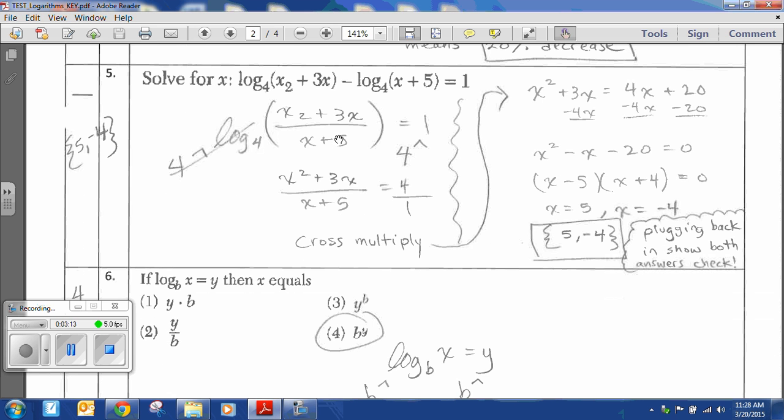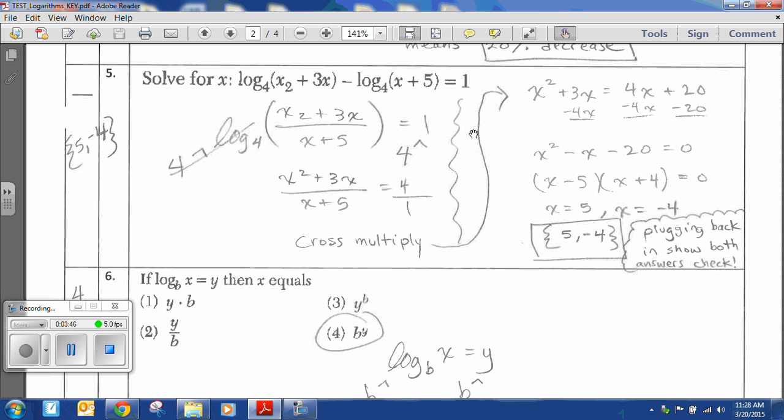So this is where you have to expand or condense. When you solve the logarithmic equation, we want to condense. Because it's subtraction, we're going to use the quotient property to divide, go around the world. 4 to the first power equals x squared plus 3x over x plus 5. We cross multiply, subtract 4x, subtract 20. We end up with x squared minus x minus 20 equals 0. The solution set is 5, negative 4.